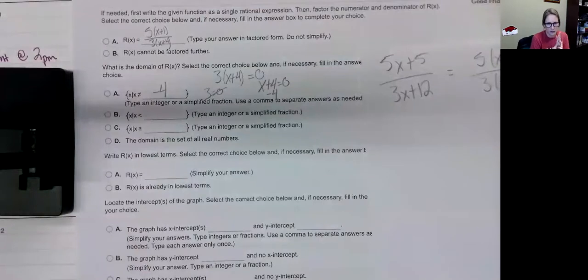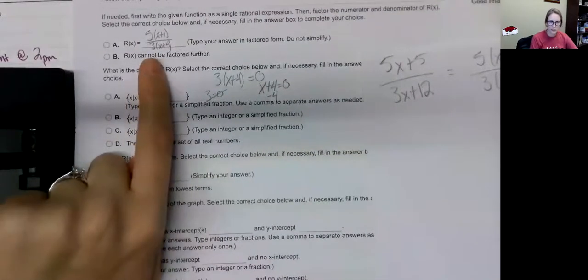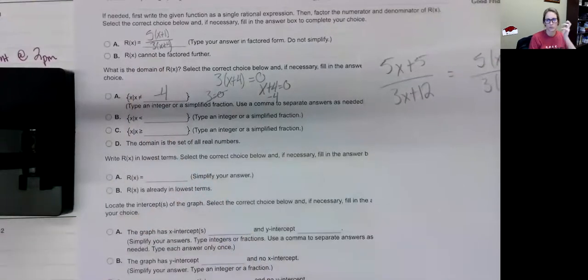Write it in lowest terms, so looking at this one, we can't cancel anything out. So when they say lowest terms, they're looking for something that can cancel out of it, and we can't cancel anything out of this, so it's already in its lowest terms. Let's go ahead and mark these.